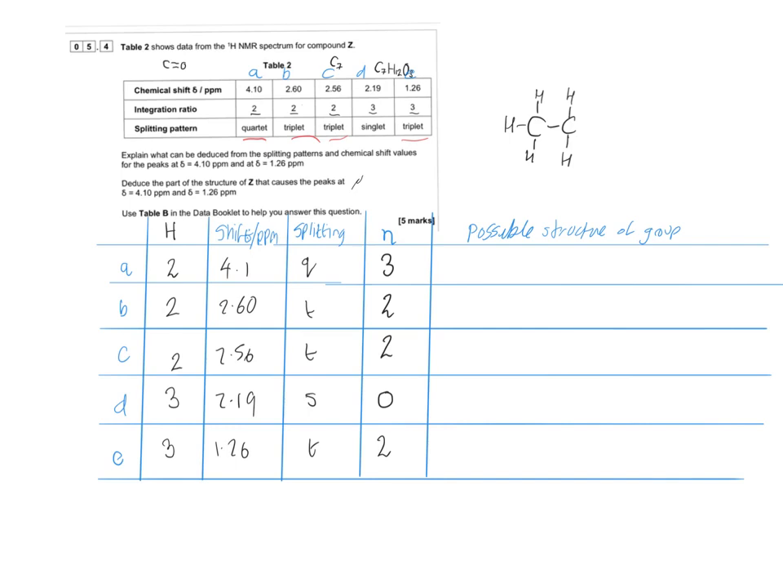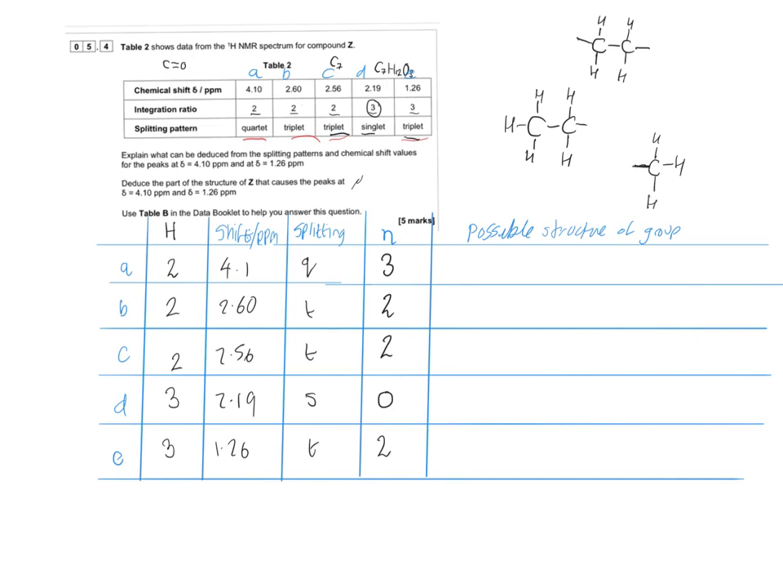Also, you can see that there are 2 triplets. That tells you that somewhere else in the molecule there is a methylene group right next to another methylene group. So you've already deduced 2 fragments of the molecule, and then the splitting patterns. There is also a singlet with an integration ratio of 3, so we know that somewhere else in the molecule, because it's a singlet, it's a CH3 not joined to a CH2, so that's a different fragment altogether.